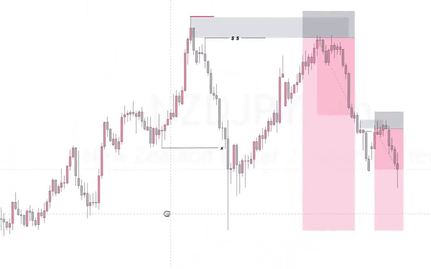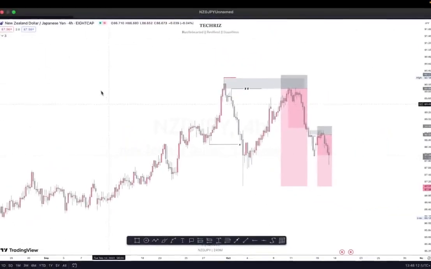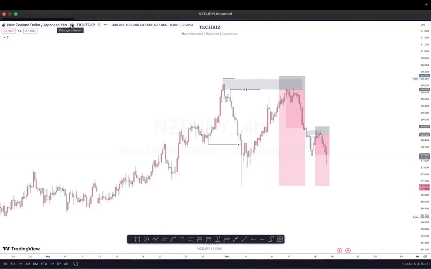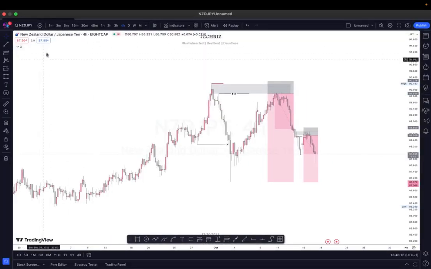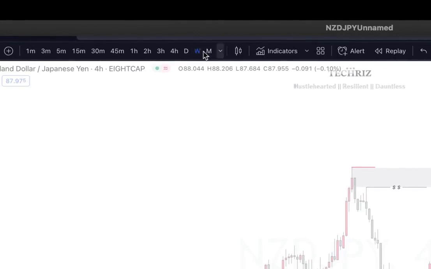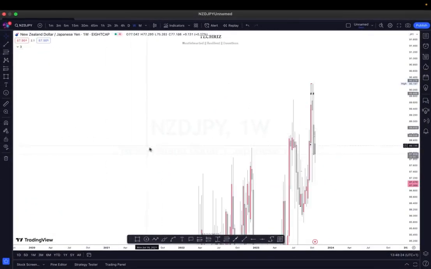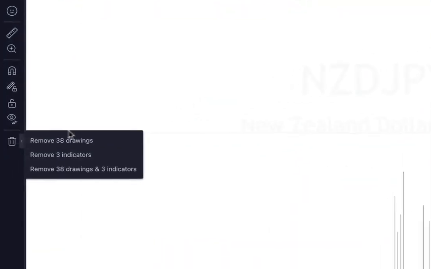So how did I get this setup? What did I do? I first went to the higher time frame. You first go to the higher time frame and read what the market is actually doing. So let me clear all the drawings so I can start afresh.